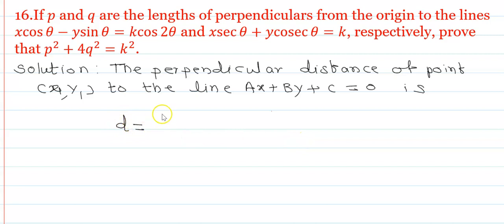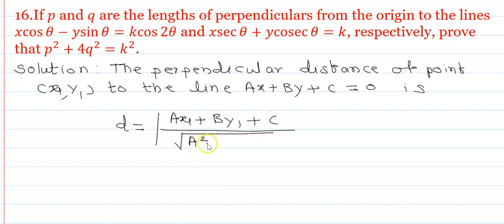D is equal to the modulus of a x1 plus b y1 plus c upon the square root of a square plus b square. Okay. Now we will apply this formula for the first line.